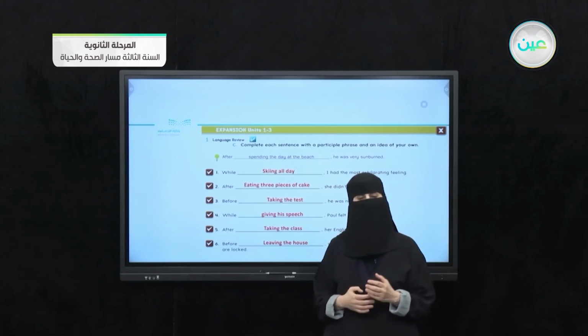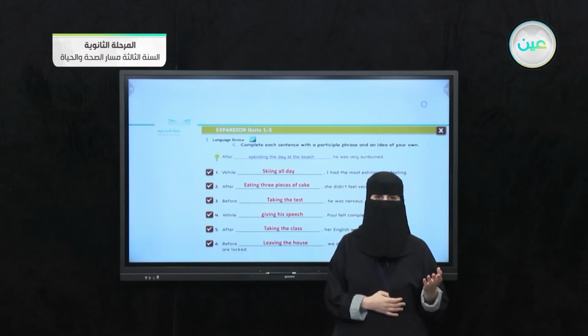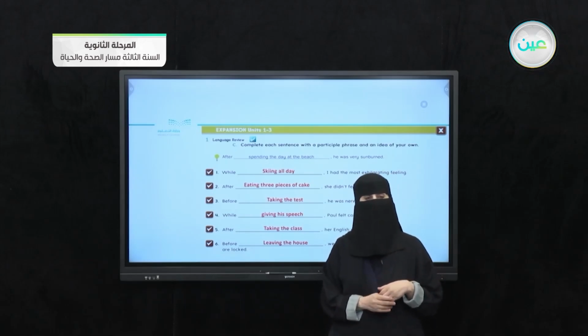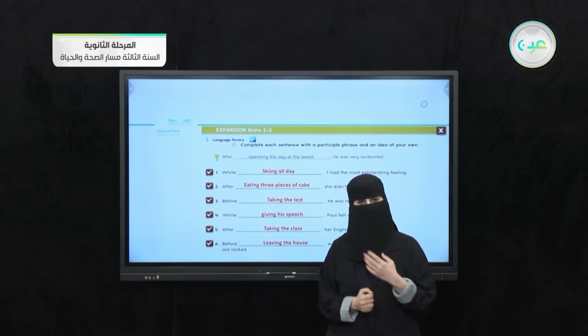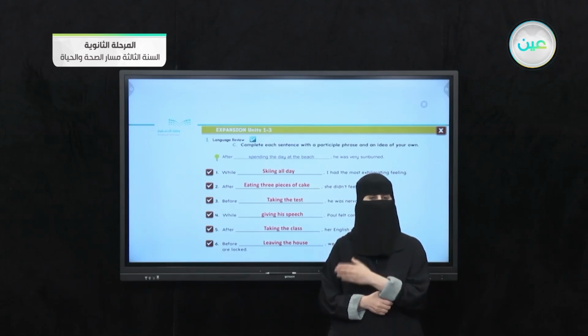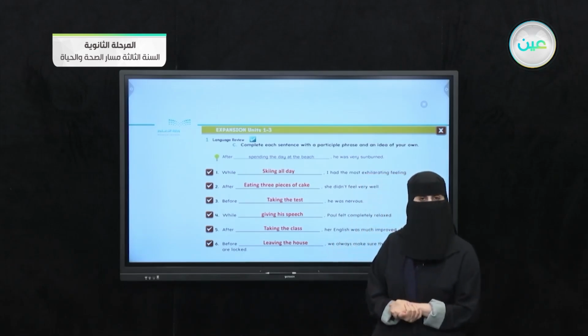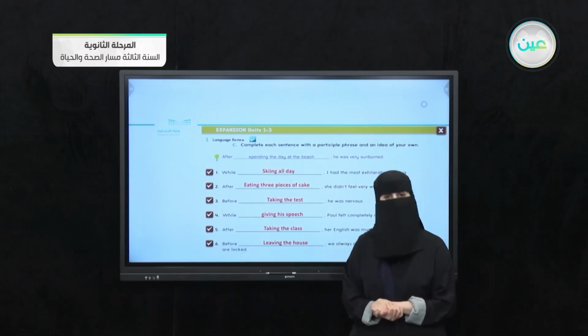If you need more review or details about this grammar, you can review your pupil's book on page 8 for past modals, and on page 22 for the expressions so much, so many, so little, and so few. And the last thing, how to reduce the adjective phrases, is also on page 22 from Unit 2.